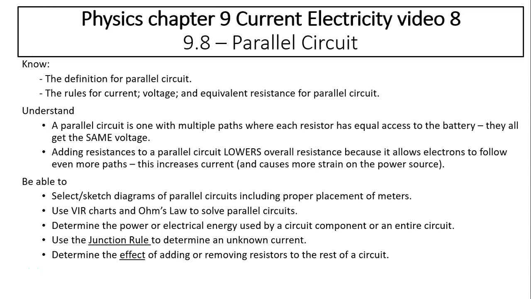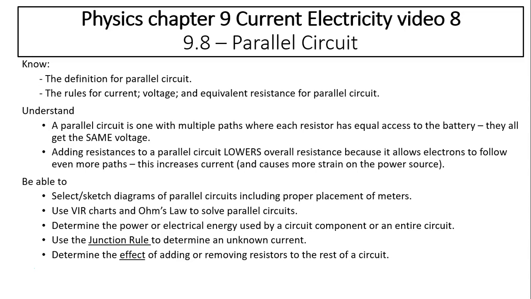Understand, adding resistance to a parallel circuit lowers the overall resistance because it allows electrons to follow even more paths. This increases the current and therefore causes more strain on the power source. Be able to sketch or select diagrams of parallel circuits, including proper placement of meters. Use the VIR chart. That's the one we did before. It's the voltage, current, and resistance chart. And Ohm's law. Don't forget Ohm's law to solve parallel circuit problems.